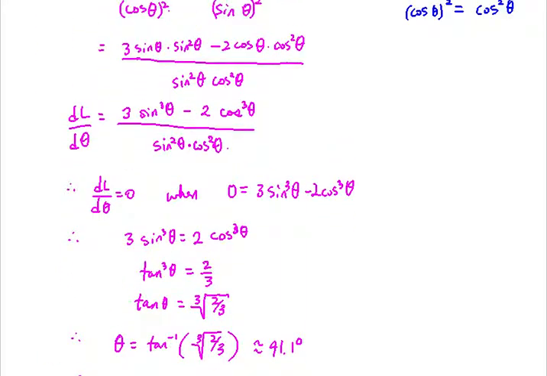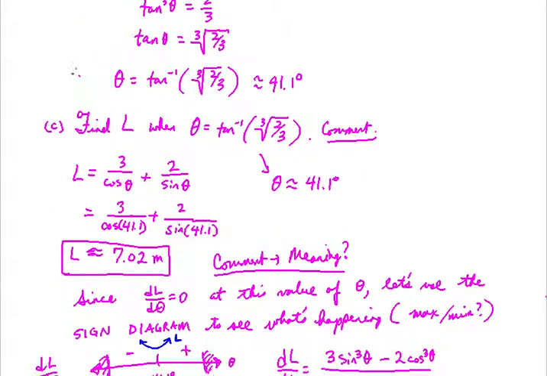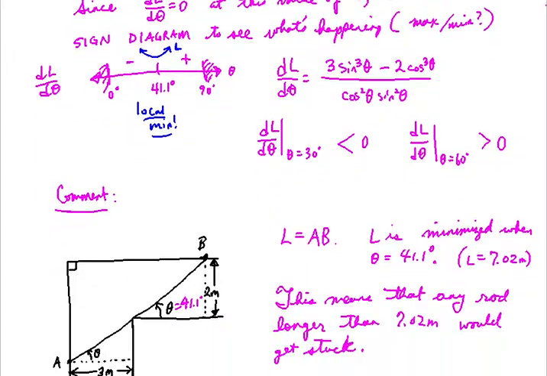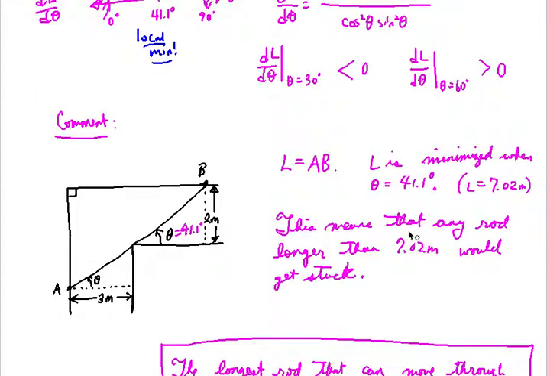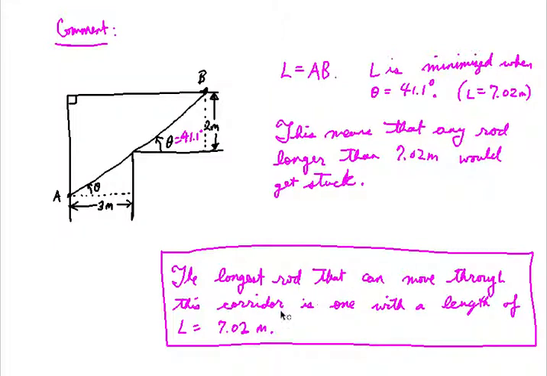So what does that really mean if I was having to move this through this corridor? That would tell me that this is the longest rod. Any rod or tube that's longer than this current length of 7.02 meters would not be able to fit through this hallway. It would get stuck. So the longest rod that can move through this corridor is one with a length of 7.02 meters.